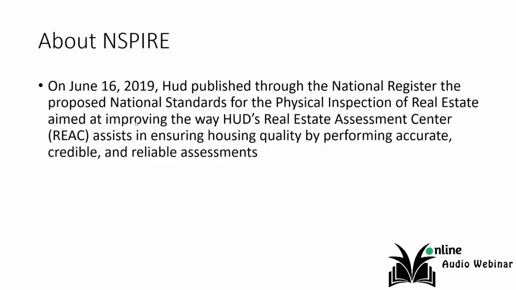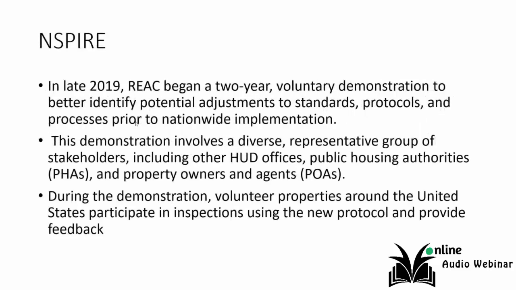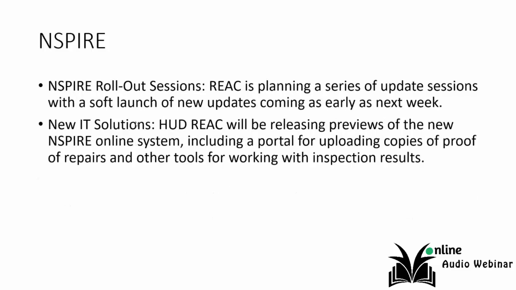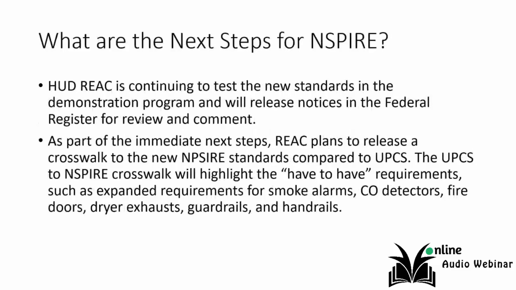In June 2019, HUD published a notice in the Federal Register with the standards for the NSPIRE system and the REAC systems. They began a 2-year voluntary demonstration to better identify potential adjustments to all of the standards and all of the rules. The NSPIRE changes to REAC are on pace to roll out as of October 1st of this year. REAC is planning a series of update sessions with a soft launch of new updates. HUD REAC is continuing to test the new standards in the demonstration program and will release these notices in the Federal Register for review and comment.